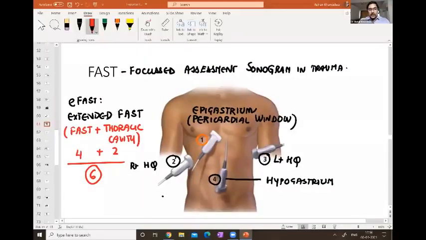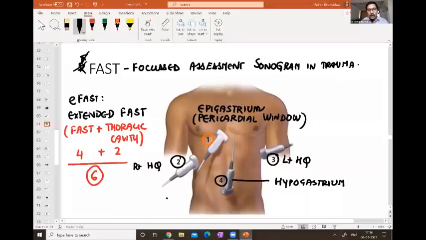And in FAST, the probe is kept at 4 places. First is the epigastrium, second is the right hypochondrium, third is the left hypochondrium, fourth is the hypogastrium. You should know the order in which the probe is kept in FAST. You should know the full form of FAST as well. It is important. Another update is eFAST. eFAST is extended FAST. That is, you keep it in 4 places, plus you assess the thoracic cavity. So in total, the probe is kept at 6 places.